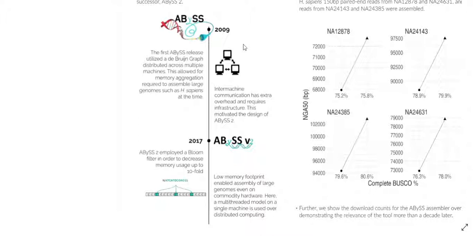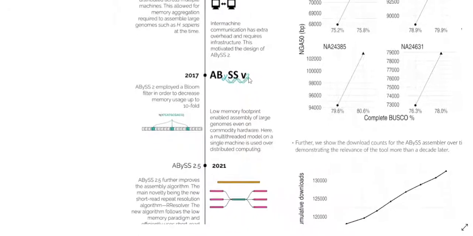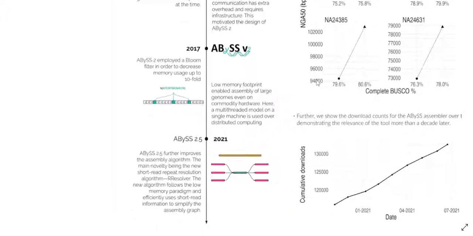And this motivated the design of ABySS 2. Now, ABySS 2 employed the Bloom filter data structure, which is very, very memory efficient. And this decreased memory usage up to 10-fold. Now, with this low memory footprint, we were now able to assemble large genomes on a single machine, even on commodity hardware. And here, because we're assembling on a single machine, a multi-threaded model was used instead of distributed computing.